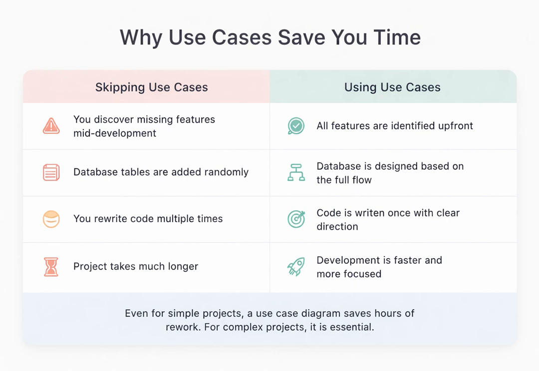That means rewriting code, adding tables, and losing time. But when you build a use case first, you see the entire flow before you write a single line of code. You know exactly what tables you need, what relationships exist between them, and what features are required. For a simple project, this saves hours. For a complex e-commerce platform with multiple actors and flows, it is absolutely essential.